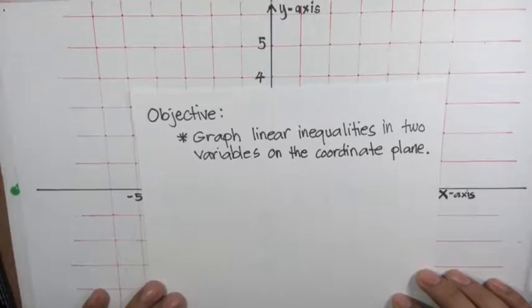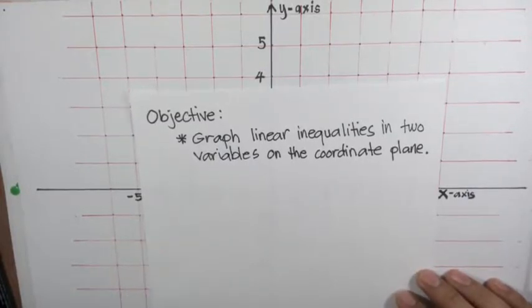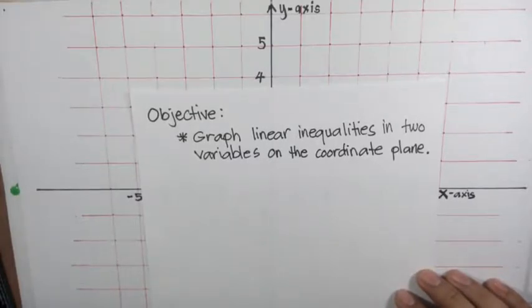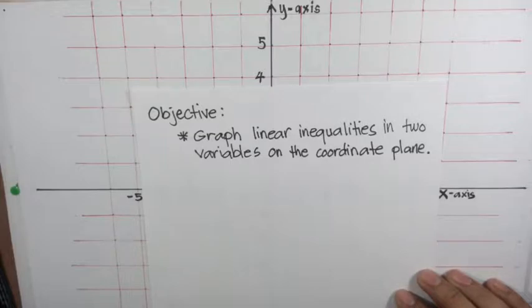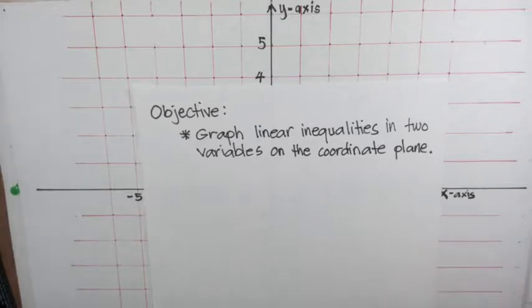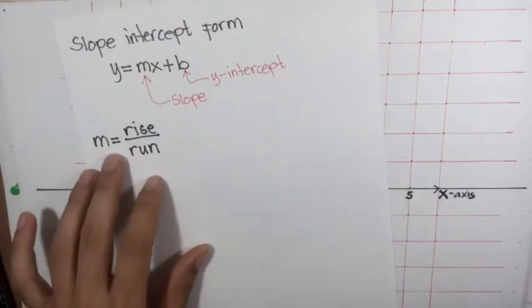Our objective today is just to graph linear inequalities in two variables on the coordinate plane. Now, to graph linear inequalities, there are so many ways. We can use slope-intercept form, two-point form, and intercepts. But this time, we'll focus on the slope-intercept form. So what is that slope-intercept form?